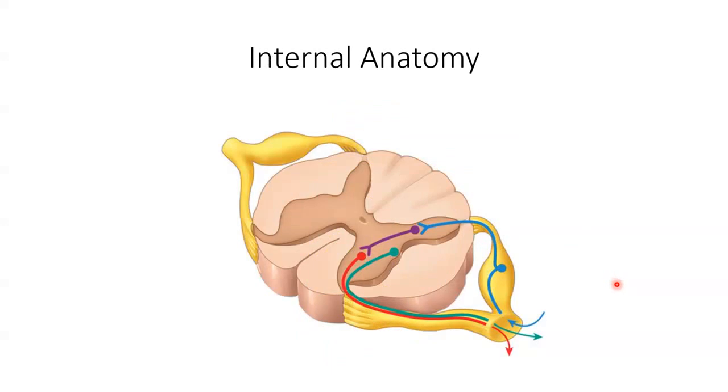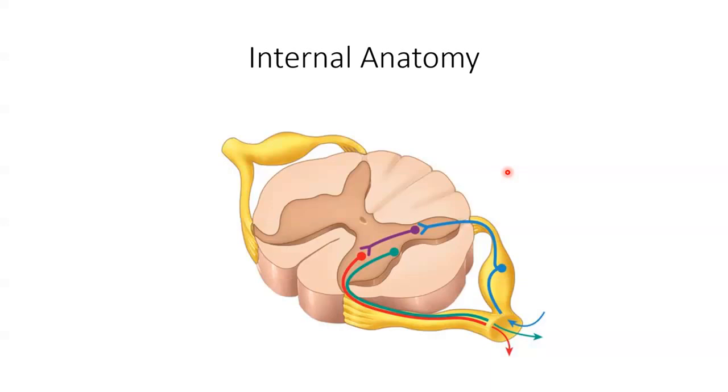Looking now at the spinal cord internally, a transverse section, so that's the view we've got here, reveals regions of white matter that surround an inner core butterfly shape of grey matter. A reminder that white matter is made up of myelinated axons, and grey matter is unmyelinated axons, neuron cell bodies, dendrites, axon terminals, and neuroglia.